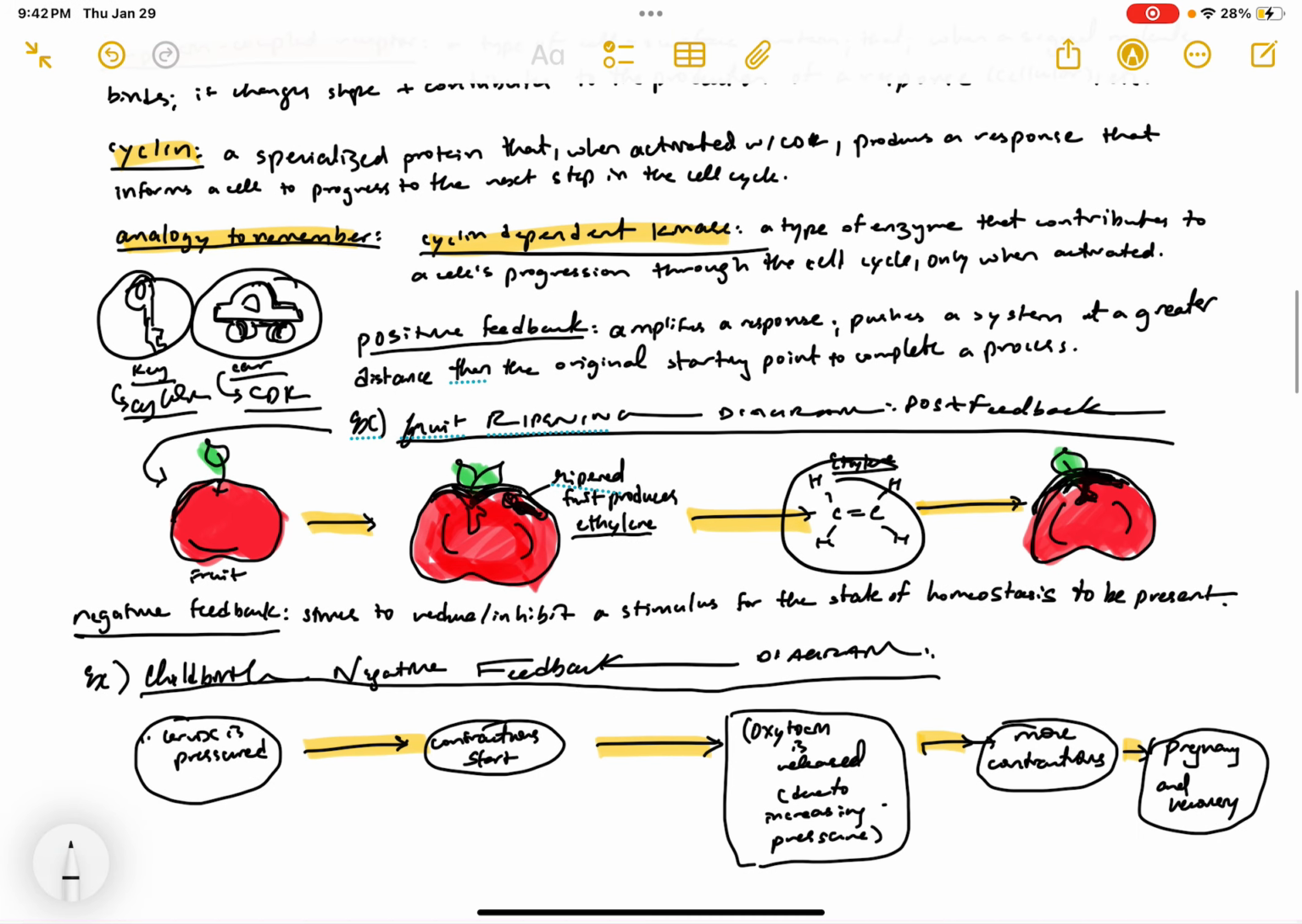With this, we can see that negative feedback strives to reduce or inhibit. The negative feedback here is striving to reduce or inhibit the pressures that occur within the cervix or the contractions or any of these processes within this big process of childbirth. That's why oxytocin is released as a result of increasing pressure. It's trying to inhibit that pressure. And thus, with more contractions, more oxytocin is released. And finally, as a result, a baby is born.